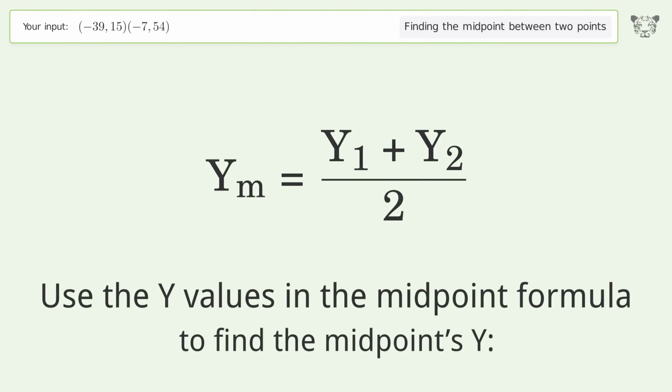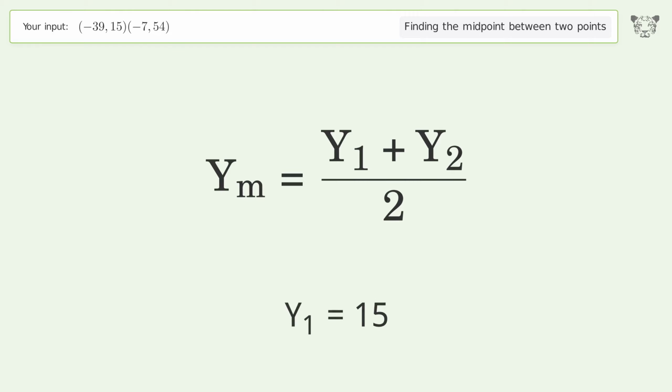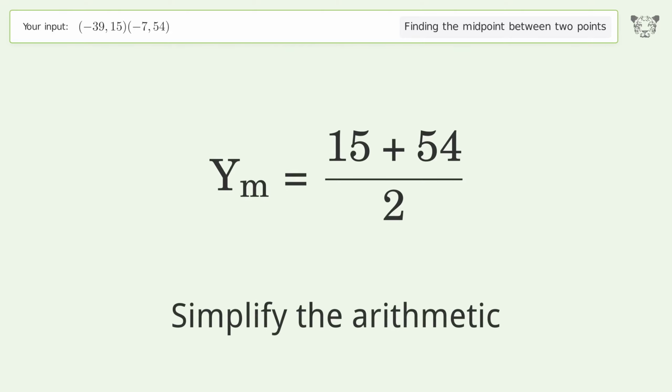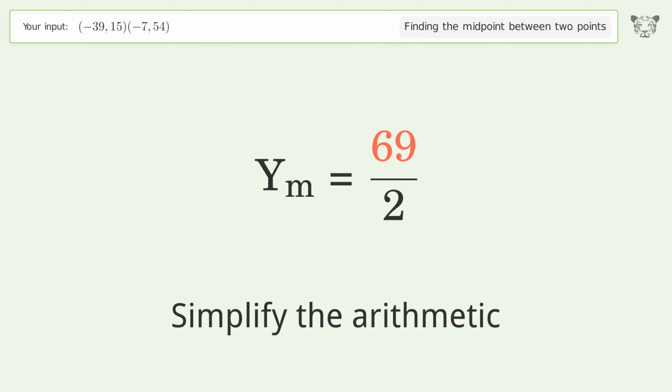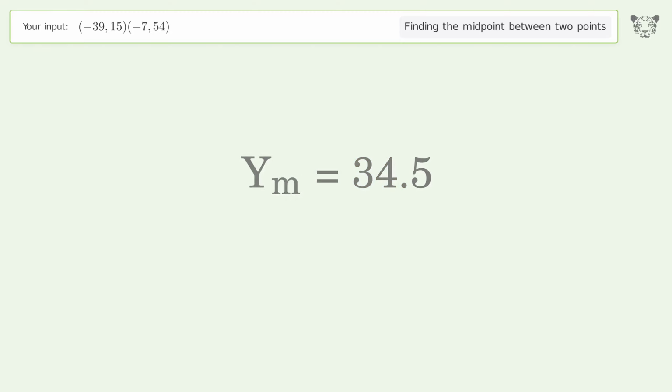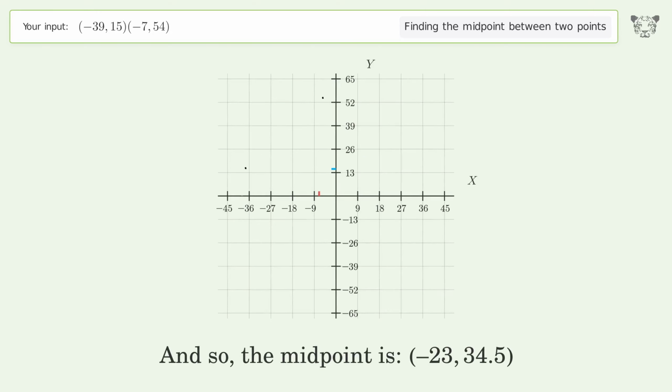Use the y values in the midpoint formula to find the midpoint's y. y1 equals 15. y2 equals 54. Simplify the arithmetic. And so, the midpoint is negative 23, 34.5.